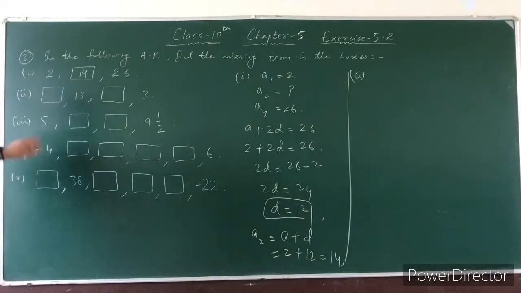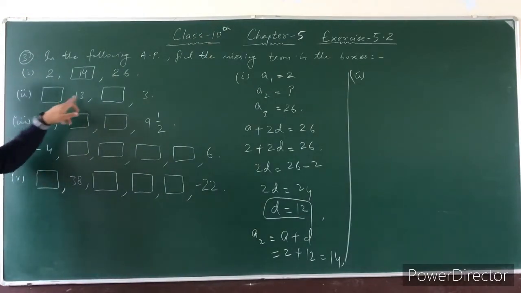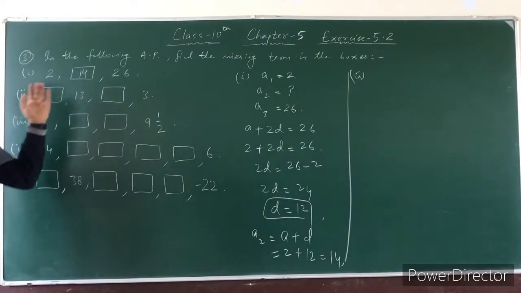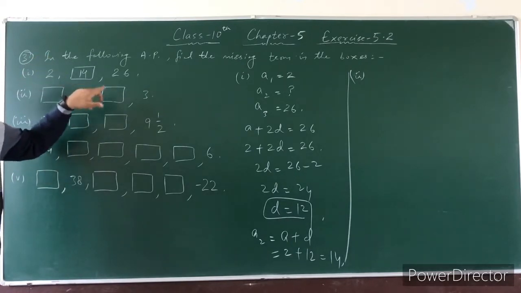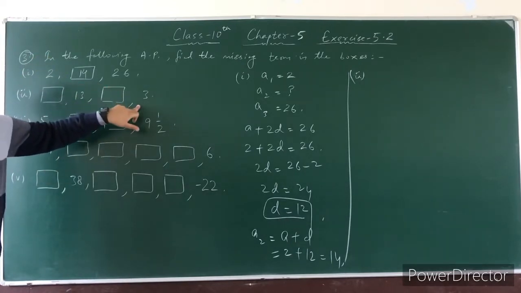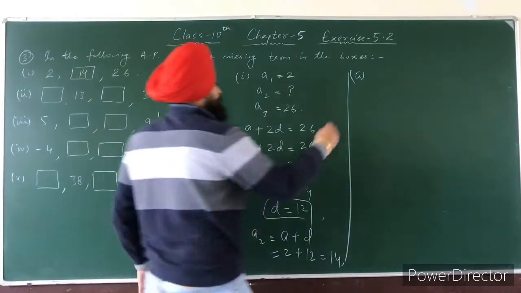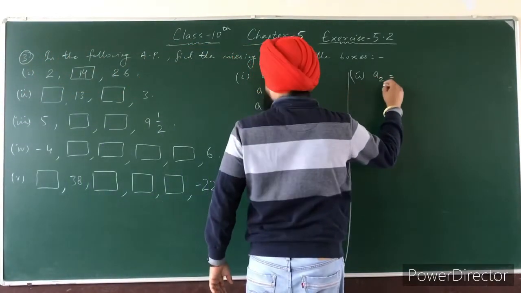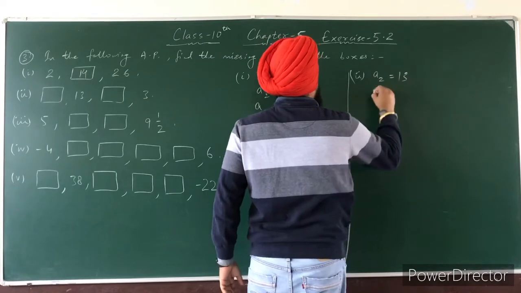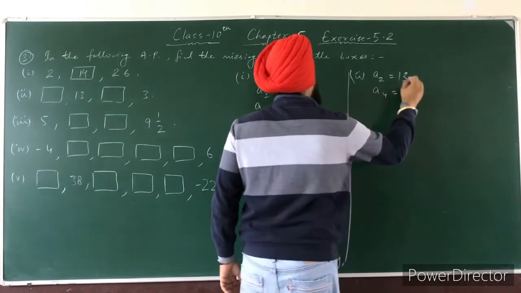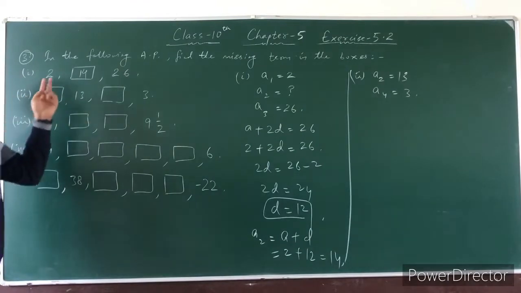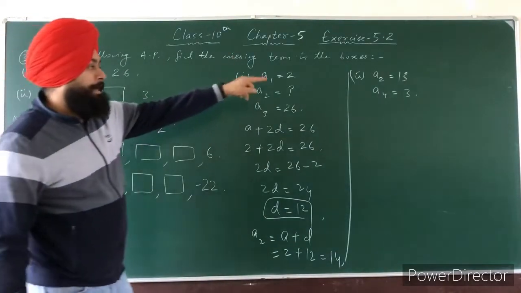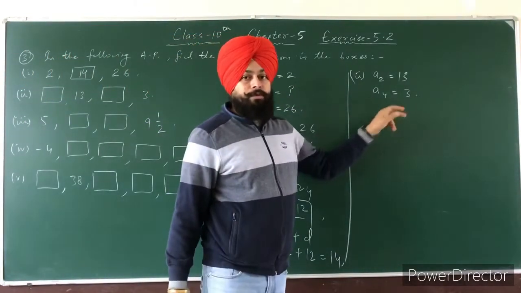In the second part, the first and the third terms of the series are missing. The first term is missing, the second term is 13, the third term is again missing, and the fourth term is 3. So the second term is 13 and the fourth term is 3. In this series, we are given two values, one of the second term and one of the fourth term. The second term is a2 and the fourth term is a4.